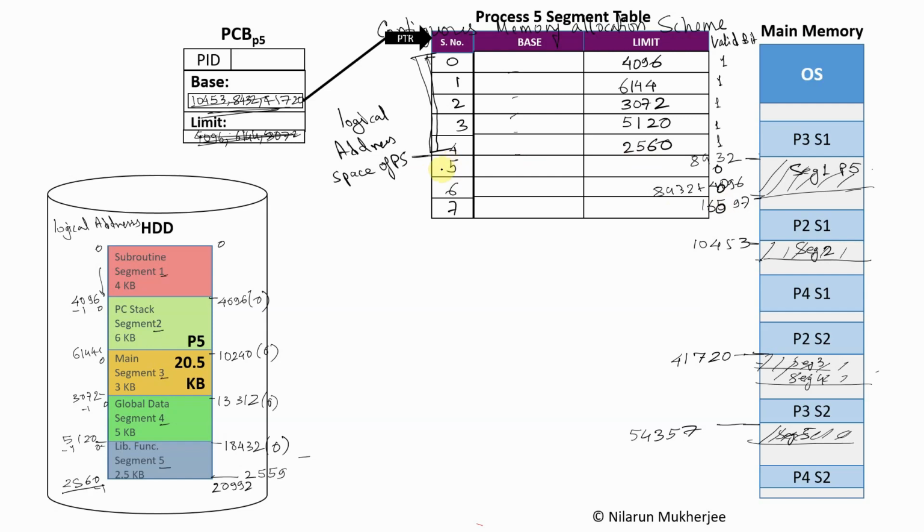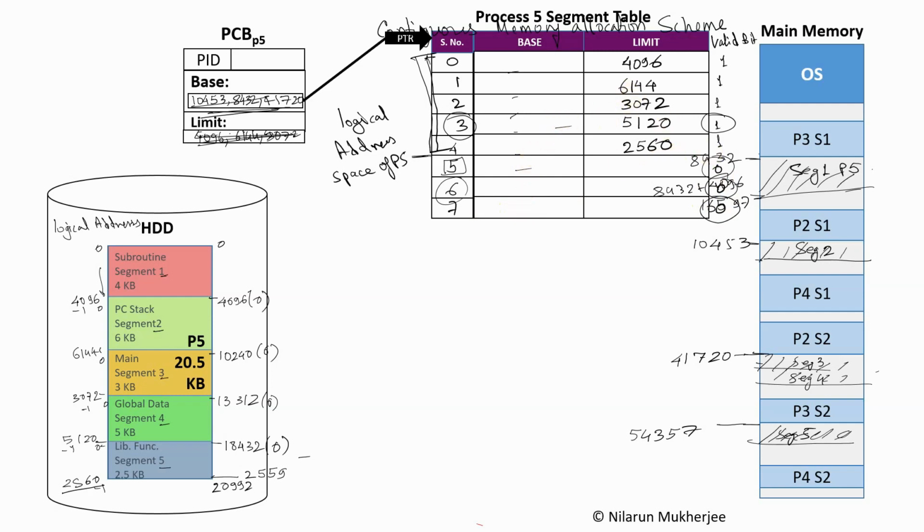So if somehow it generates segment 5, we will see first that this is 0, so we will generate an illegal address trap. But if it generates a segment number 3 in the logical address, we will find this is 1, so we will go for address translation. Otherwise, if it generates 6, 5 or 7, we will find that it is 0, so we will not go for address translation. Instead, we will invoke an illegal address trap.